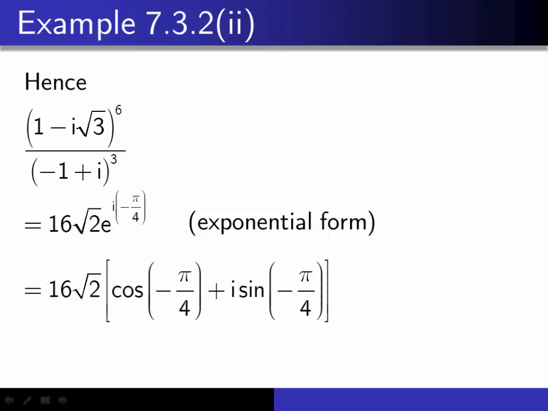All right, now, polar form, same thing, or similar thing. Okay?